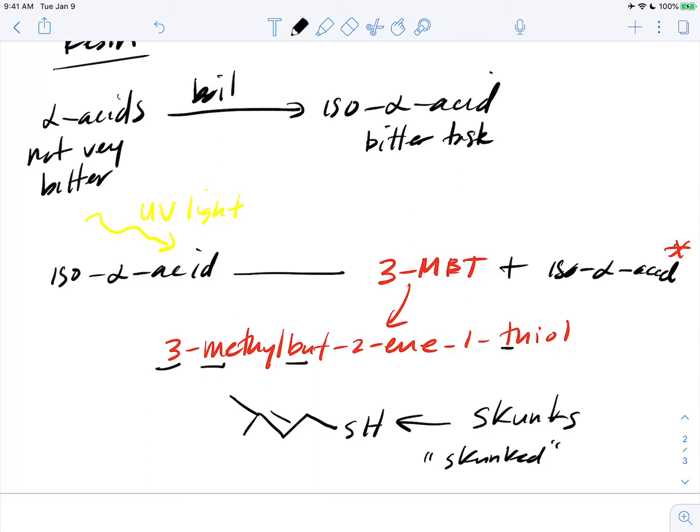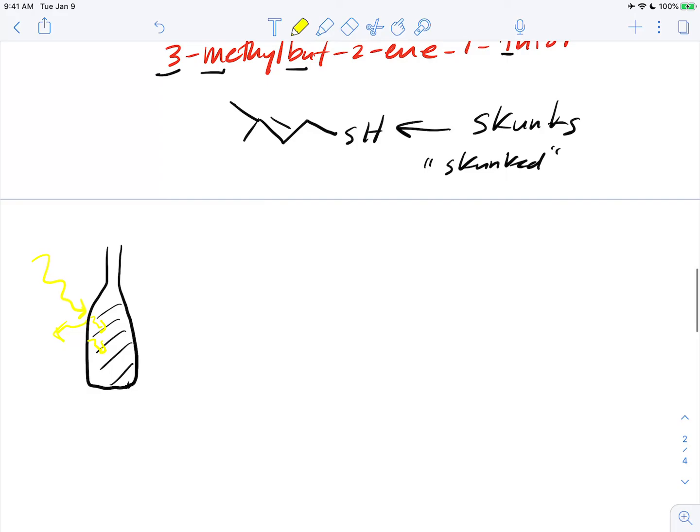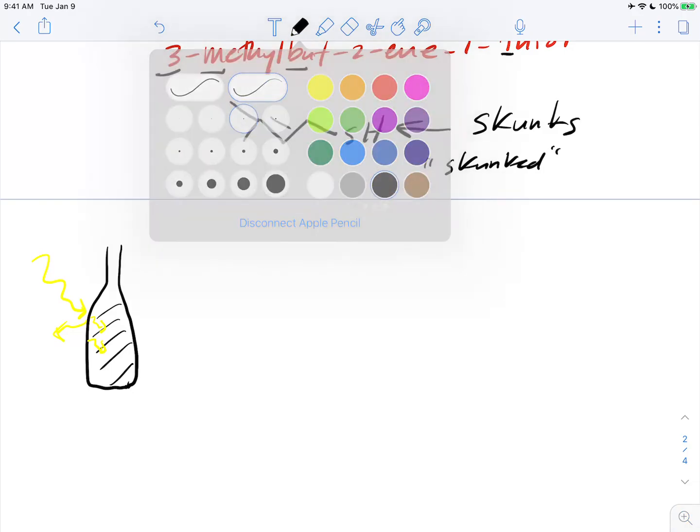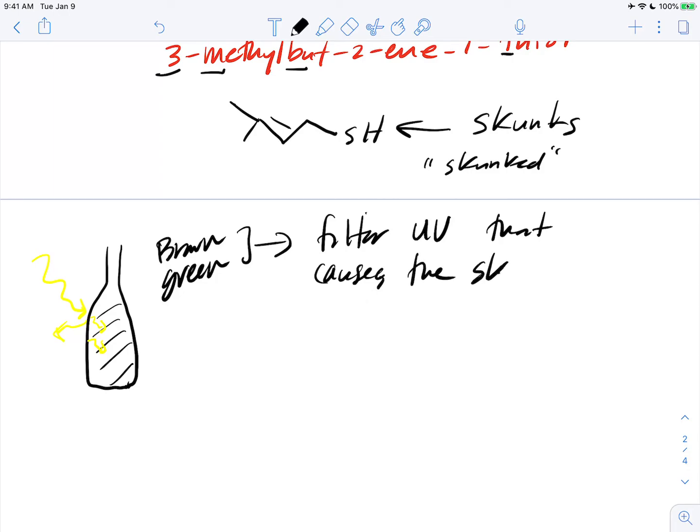And this is why we have bottles that are brown. When we have a bottle that is brown, there are different wavelengths of UV light, and most of it's reflected. The light that can get through is not the same energy that's needed to cleave a bond that causes the formation of this 3-MBT. Beer bottles are colored, so they are brown or green, both of these colored glass will filter the specific wavelength of UV light that causes the skunking of beer.